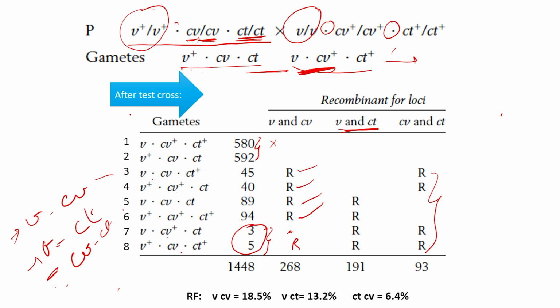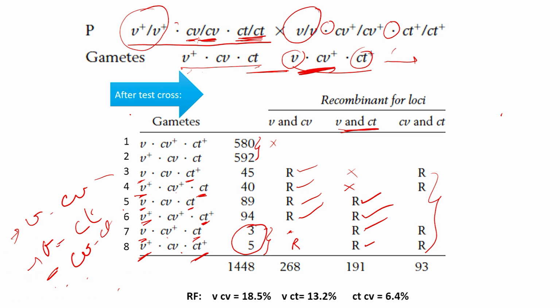If you see this third number, V CT plus, V CT plus is present in the parent, that is why it is not a recombinant. V plus CT, V plus CT already present in parent, that is why it is not a recombinant. V CT not present in parent, recombinant. V plus CT not present in parent, recombinant. V plus CT plus not present in parent, that is why it is recombinant, right.